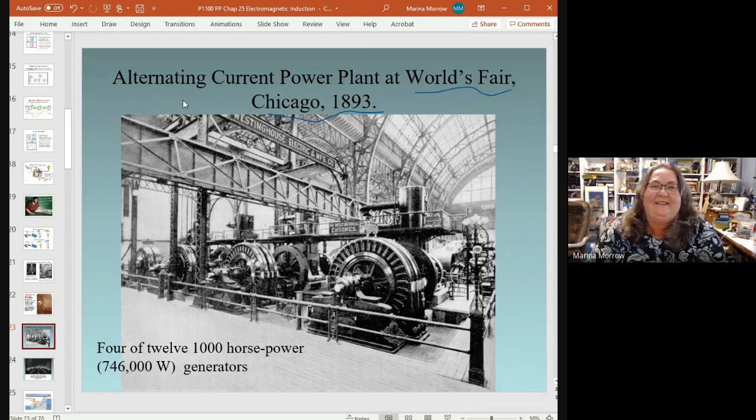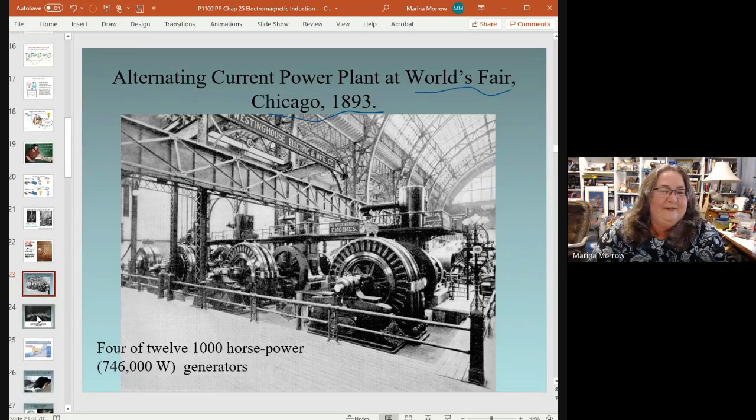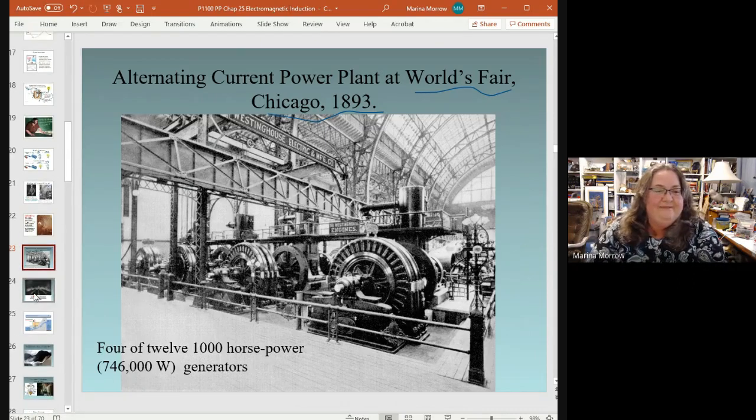Oh, so anyway, everybody was shown that alternating current worked great, and that it was pretty safe. And so that fair helped launch Tesla as the winner of the war on currents.